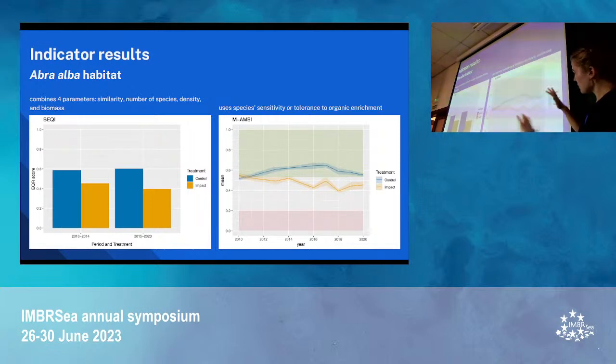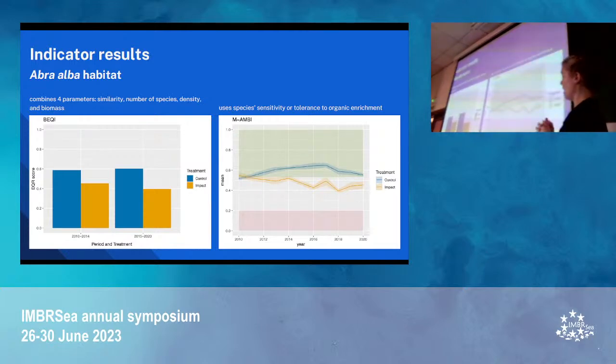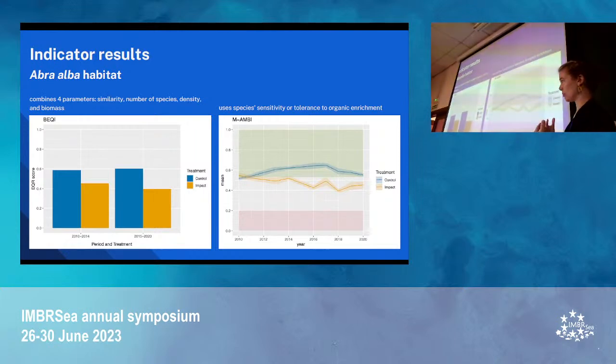On these graphs, we've got control stations represented in blue, impact stations in orange. On the line graph, we've got standard error as a band of matching color. And then the good environmental status is represented by a green band at the top. And then we've got the bad status class at the bottom, so the lowest possible rating.